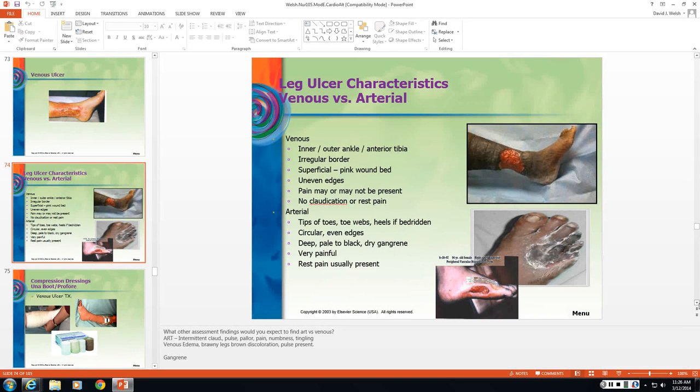Now, arterial ulcers are usually going to be on the tips of the toes, the toe webs, or the heels. They're going to be circular and they're going to have even edges. They're going to have an even border or circular border. They're going to be deep. They're going to be pale to black. They could be dry and gangrenous. Usually are very painful, and rest pain is usually present at these times. And here's the difference between the two.